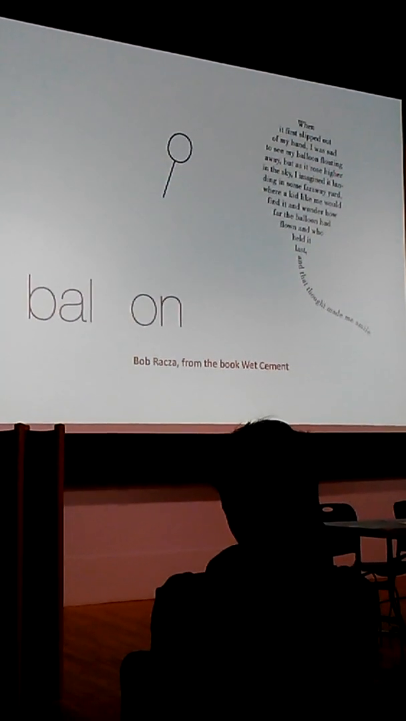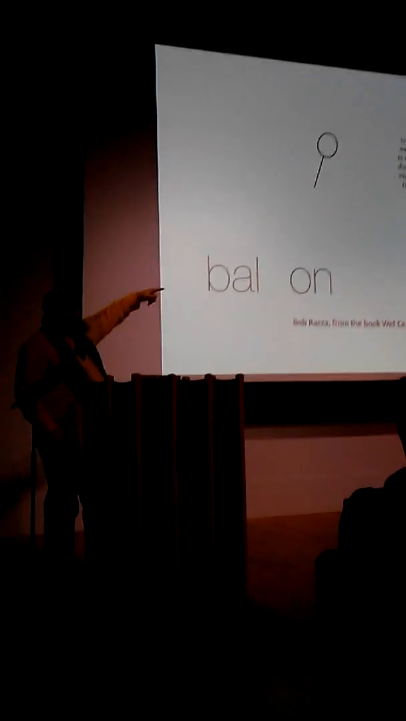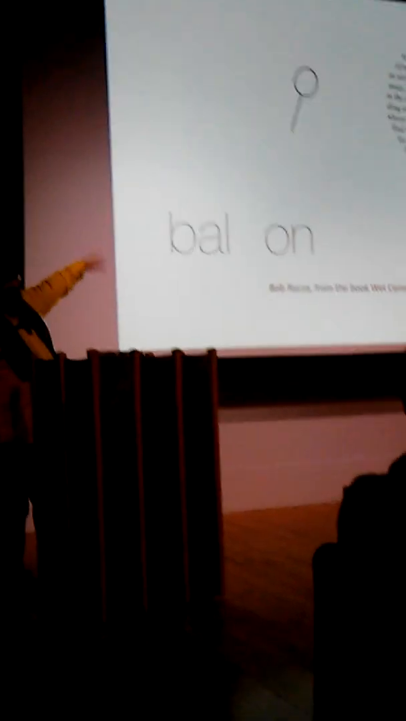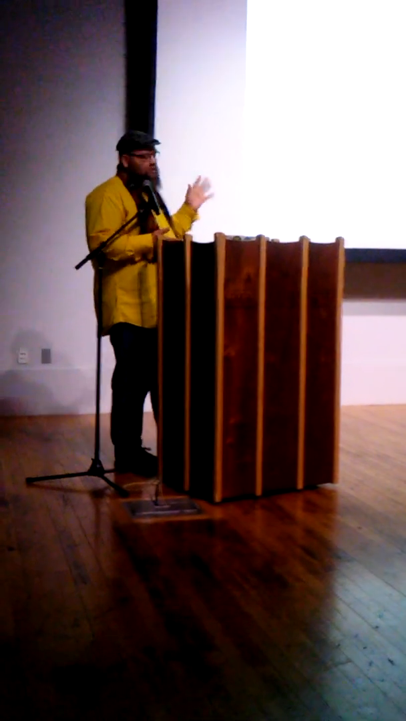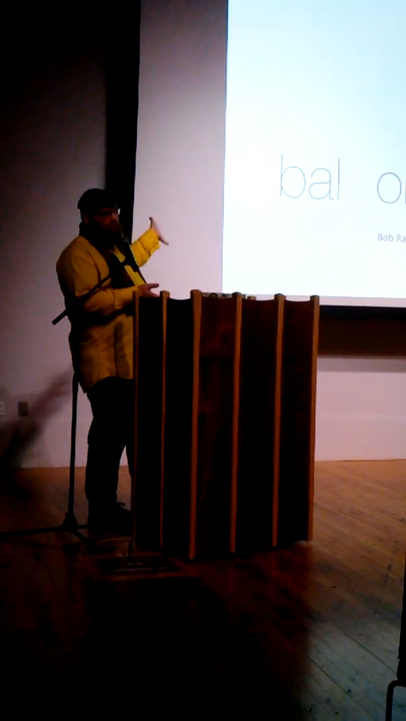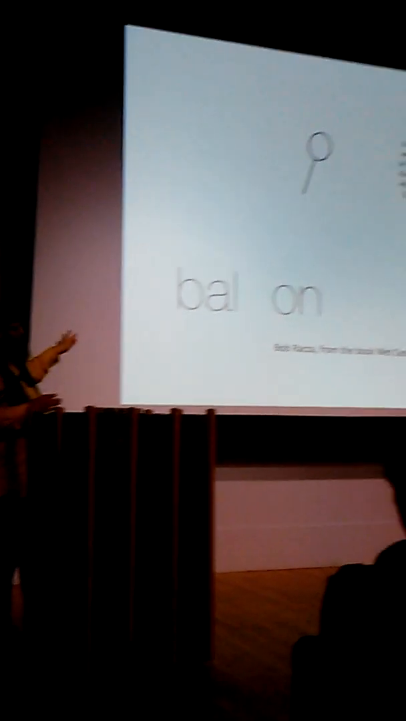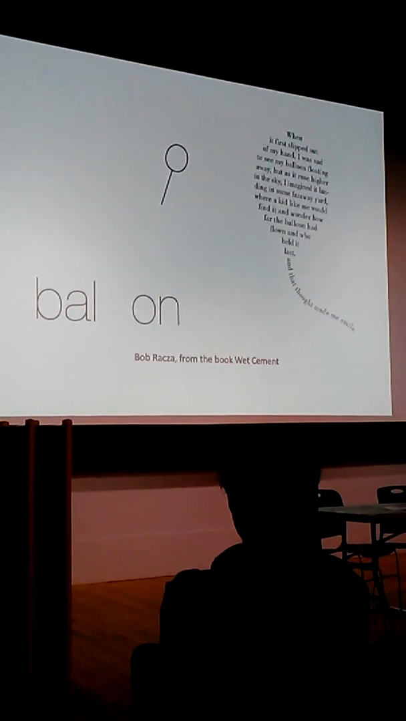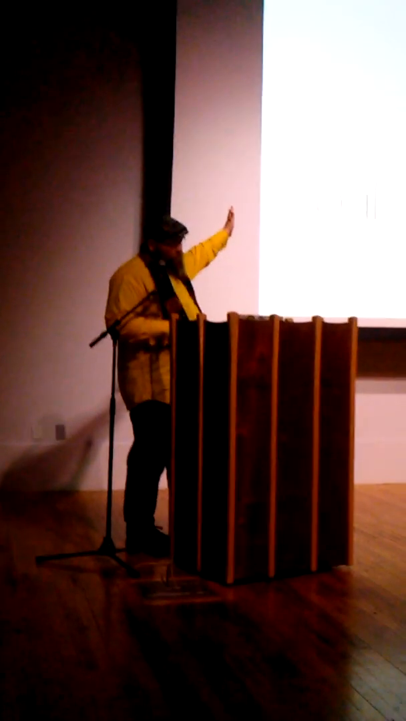This is Bob Rax's poem Balloon. It's from a children's book called Wet Cement, right? And this is what most people think of when they hear concrete poetry. You think about these balloon-shaped images, you think about lollipop-shaped trees that say the word tree. And that's what most people, if they even know what concrete poetry is, will envision. It's a children's book, though Bob Rax is, I think, better than most. That's why I included him, because of the way the L and the O made its own balloon.